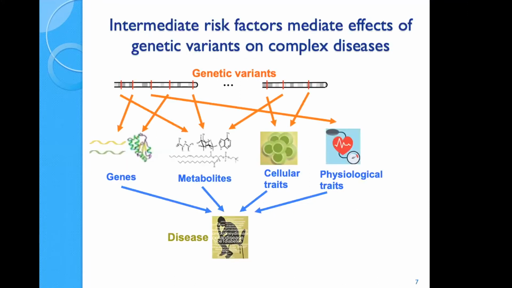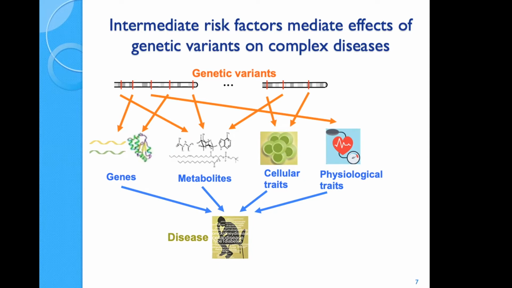So one idea to address the small effect size and the lack of knowledge about the causal genes is to focus on what we call the intermediate risk factors. The conceptual model is that many genetic variants can increase or decrease the risk. It could be hundreds, and in some traits thousands, of them.